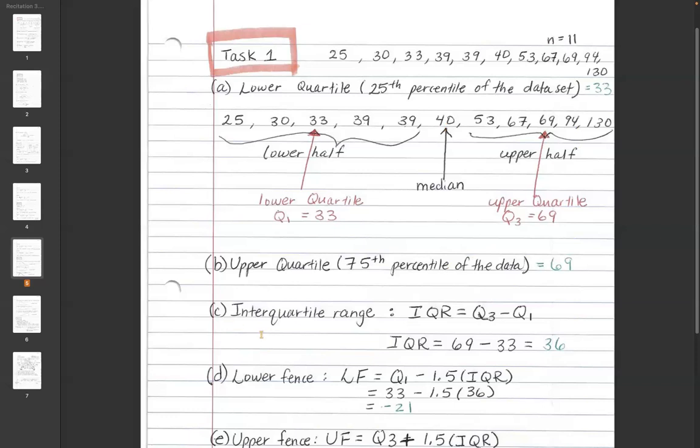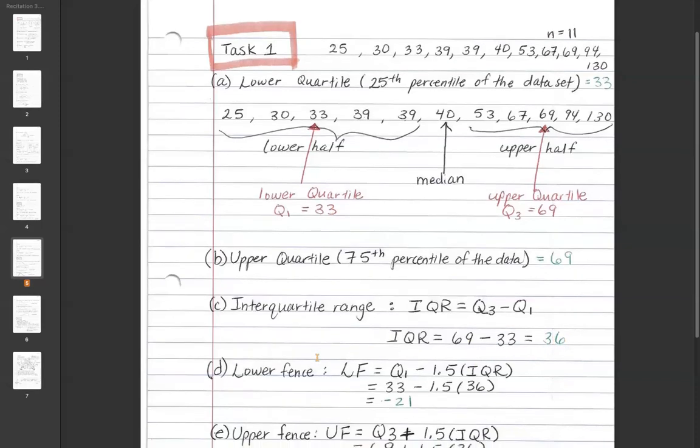And then we want to calculate the interquartile range. That's calculated by taking quartile 3 and subtracting quartile 1 from that. Our quartile 3, or the upper quartile, is 69, and then we subtract our lower quartile, which is 33. So 69 minus 33 is 36.